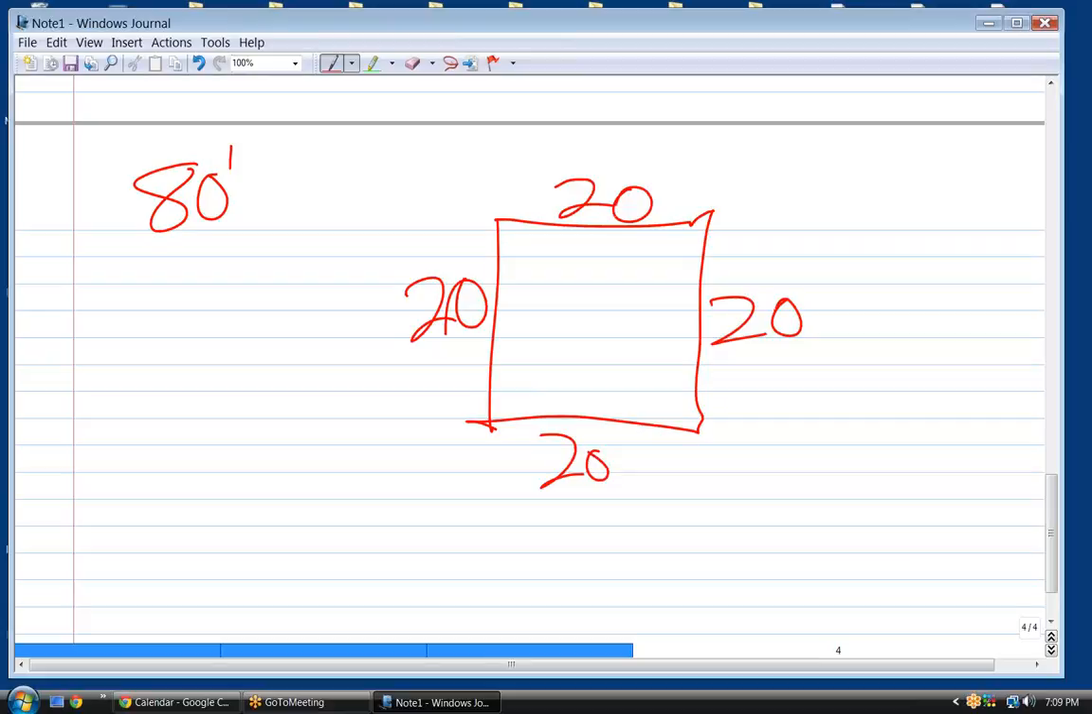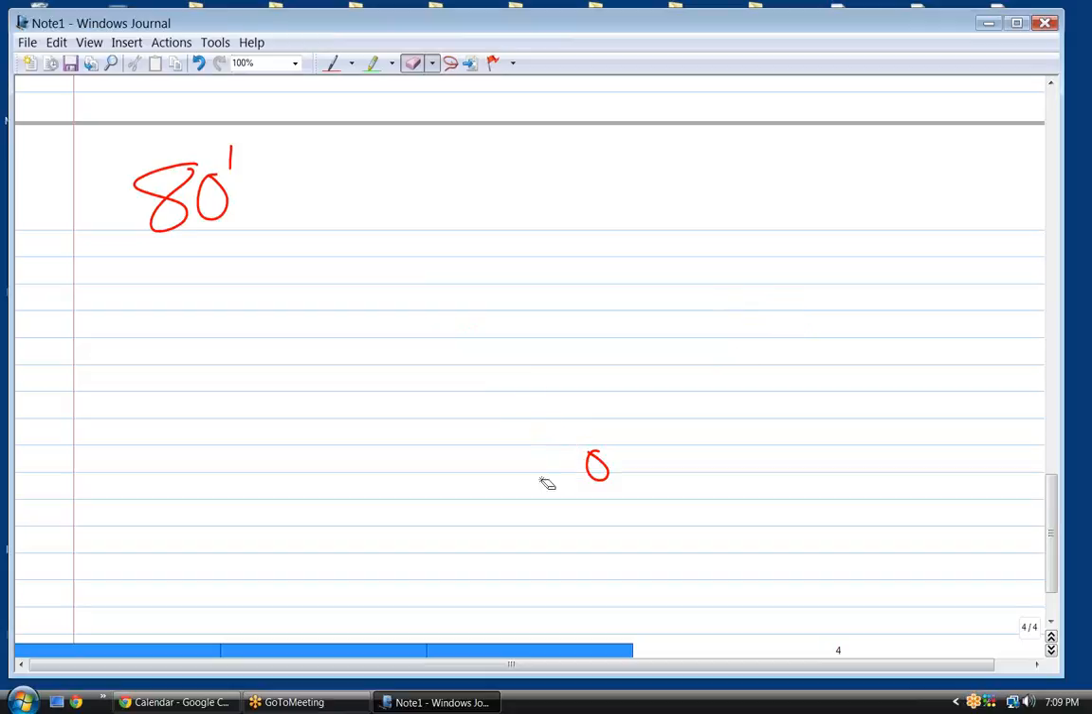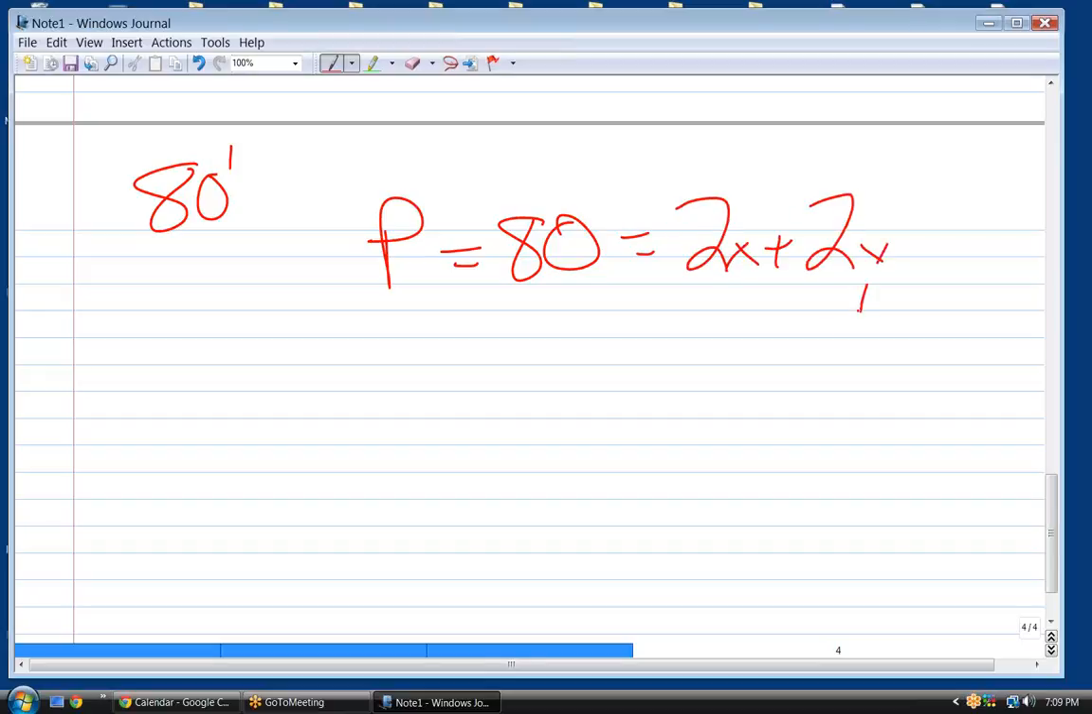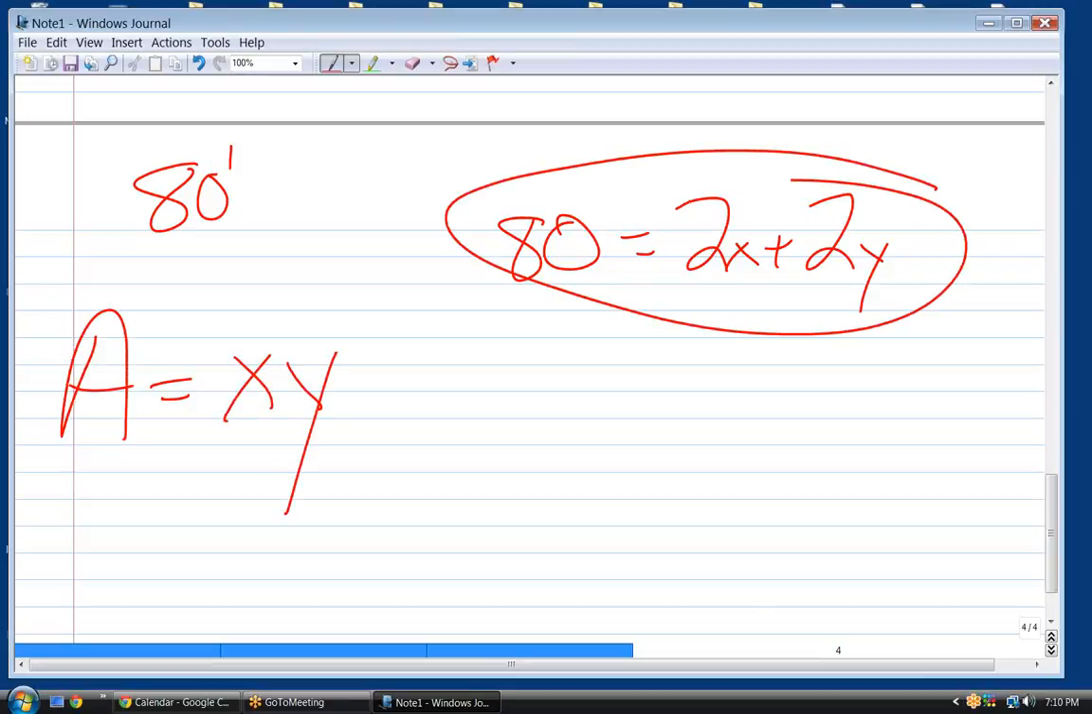I mean, we could go through the math again if you like, just to refresh you or make sure that you can do it. But shall we do it? Yeah. Okay, so what's the perimeter equal? 80. And what's that equal in terms of a function? 2x plus 2y. Okay. And what's the area equal to? x times y. All right. So, solve that for one of the variables.